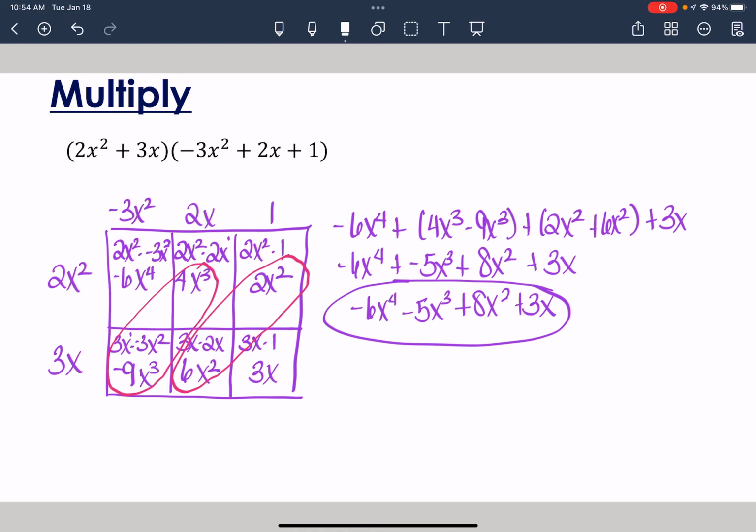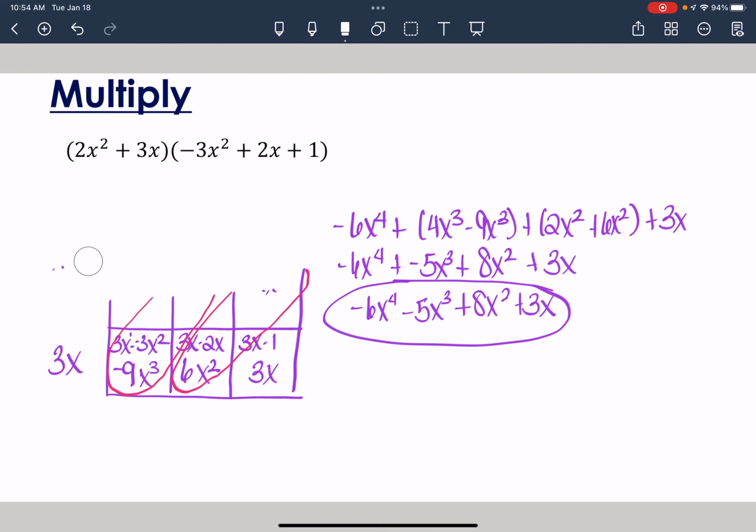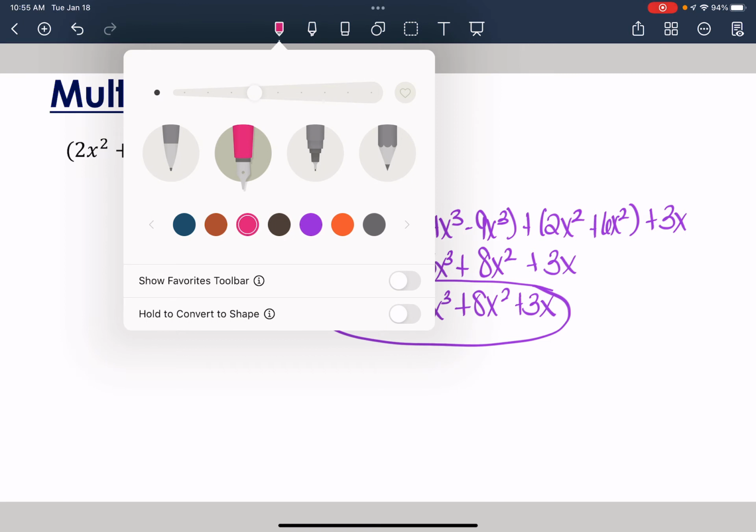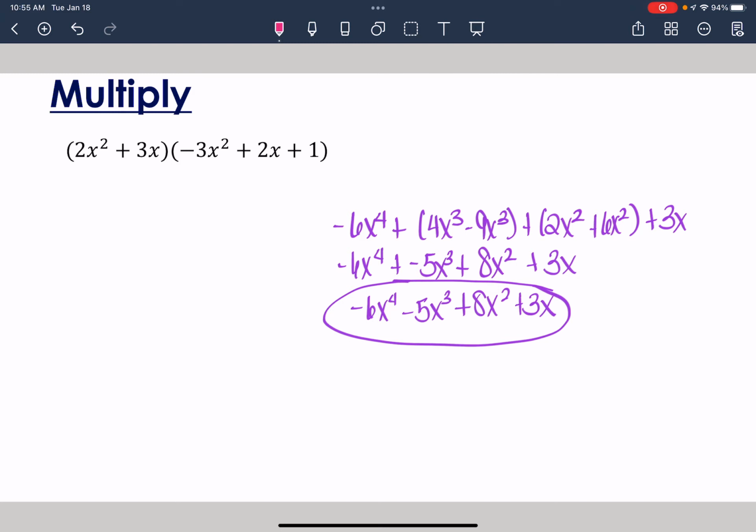So I'm going to show you how to do this using the distributive property also, just so if you prefer to do things that way, you have that way of solving them also. So in the distributive property, remember the 2x squared will distribute to the negative 3x squared plus 2x plus 1, as well as the 3x. So the 3x will distribute to the negative 3x squared plus 2x plus 1.